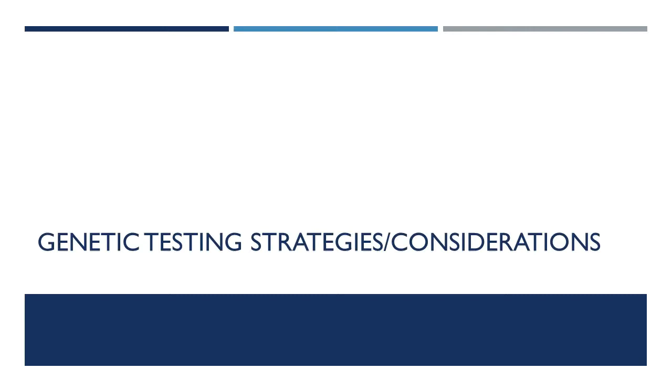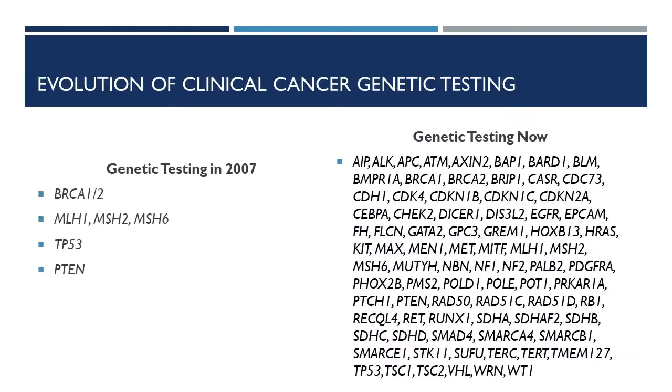Now that you have a sense of the indications for hereditary cancer evaluation and some of the more commonly encountered hereditary cancer predisposition syndromes, let's review strategies and considerations for hereditary cancer testing. As you can see, the hereditary cancer testing landscape has changed significantly in the last 10 or so years and continues to evolve. In the early days of cancer genetics, testing was limited to a handful of genes known at the time. It was expensive, typically not covered by insurance, and often took several weeks to complete.